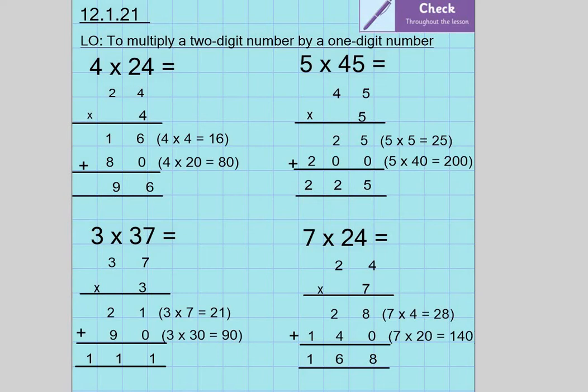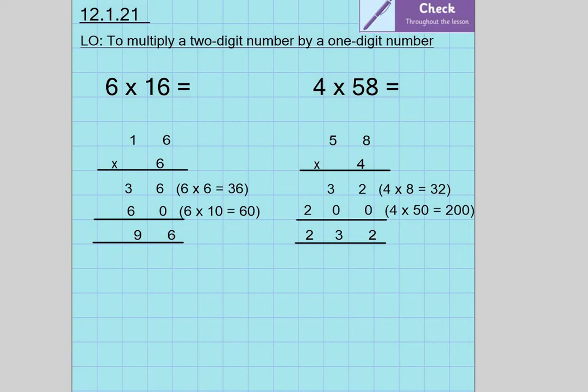How did you do? The answer to the first one is 96. The answer to 5 times 45 is 225. The answer to 3 times 37 is 111. The answer to 7 times 24 is 168. The answer to 6 times 16 is 96, and the answer to 4 times 58 is 232. How did you do? Well done.